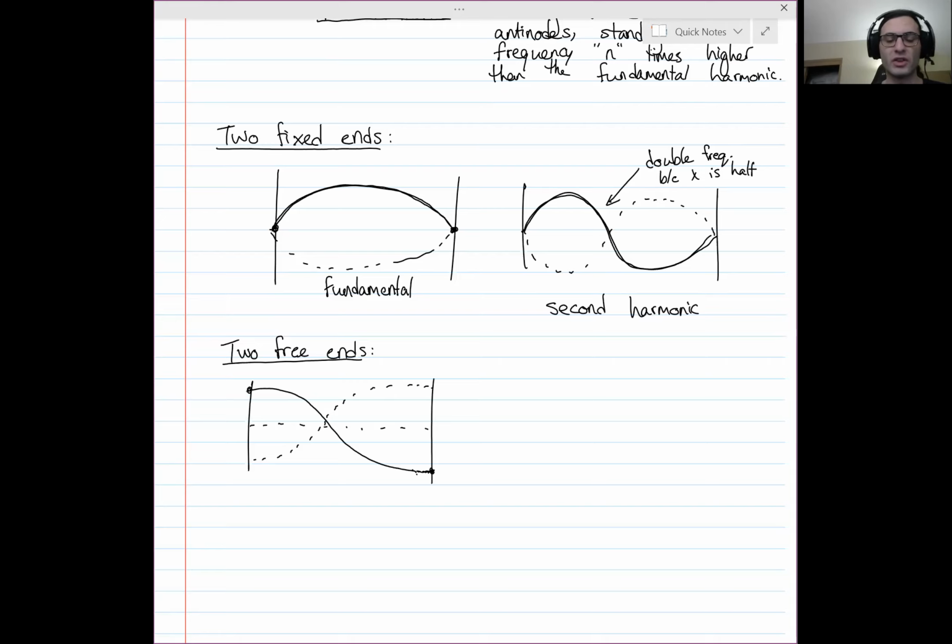So clearly there's 2 places where you have maximum and minimum displacement, but they're both on the boundary, and because it's periodic, you can just treat them as a single place. That's the only way I can think of it. Anyhow, this is the fundamental. This is what the fundamental standing wave looks like when you have 2 free ends. Now we can do the same for the second harmonic. Here we have, let me draw my midpoint again because it's easier.